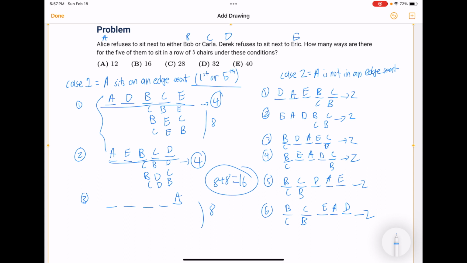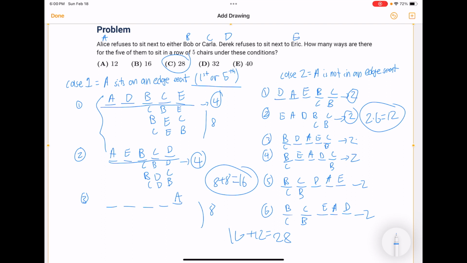So we have 2 arrangements from scenario 1, 2 arrangements from scenario 2, 3, 4, 5, 6. Each has 2 arrangements. So that would be 2 times 6, which would give us 12. And so we have 12 arrangements for case 2. So now we can just add this up. 16 plus 12 would give us 28. So the answer is C, 28.